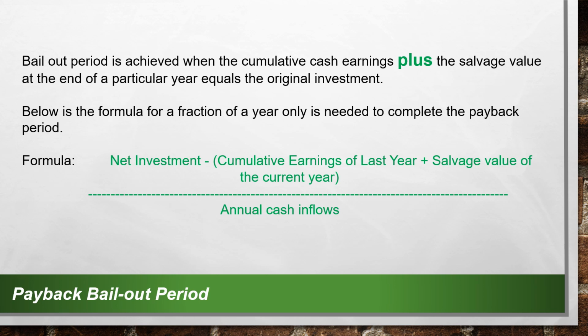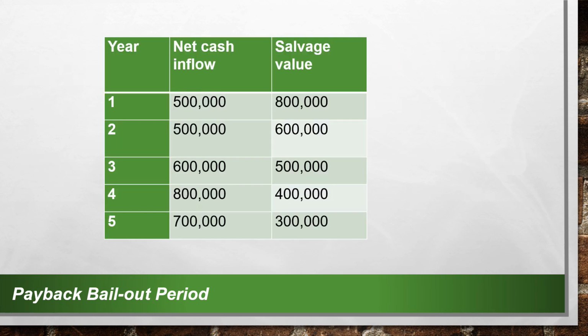So if only a fraction of a year is needed, the formula would be the net investment less the cumulative earnings of last year. So how much is the accumulated earnings last year plus the salvage value of the current year. So the sum of these two would be deducted from our net investment. So we divide that with annual cash inflows. So we have here our problem.